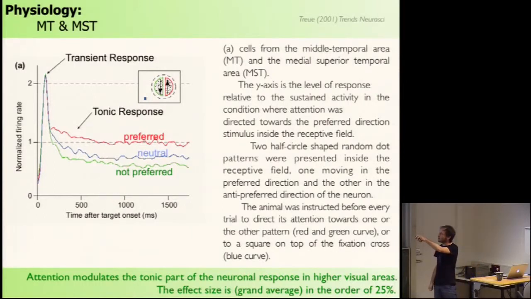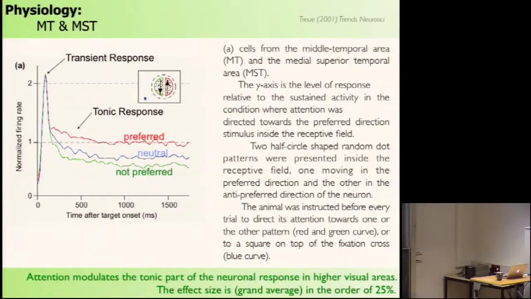And okay, now you have part of it that is like those dots are moving in the preferred direction of this neuron, and part of it are moving in the non-preferred direction. And now you can ask the monkey to do three things. If you can do it, you can ask it first to pay close attention to the little fixation dot, and not attend to those things.